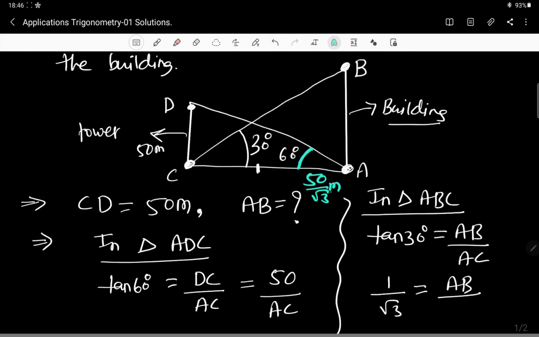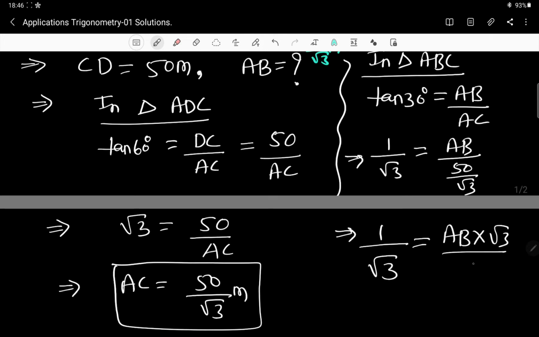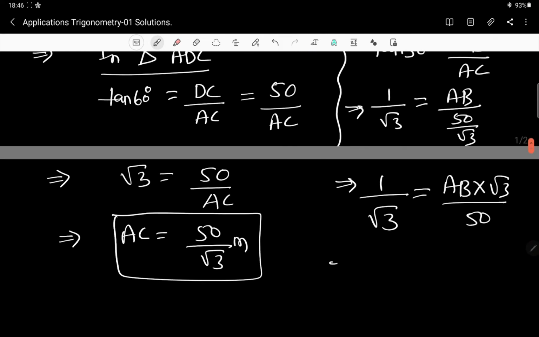So AC, look at this. AC is 50 by root 3. So I am going to write it as 50 divided by root 3. Then normal calculations will carry it forward, no? So 50 divided by root 3, you know this. So the calculation is 1 by root 3 is equal to AB into root 3 divided by 50. Correct? So I am going to keep AB there only.